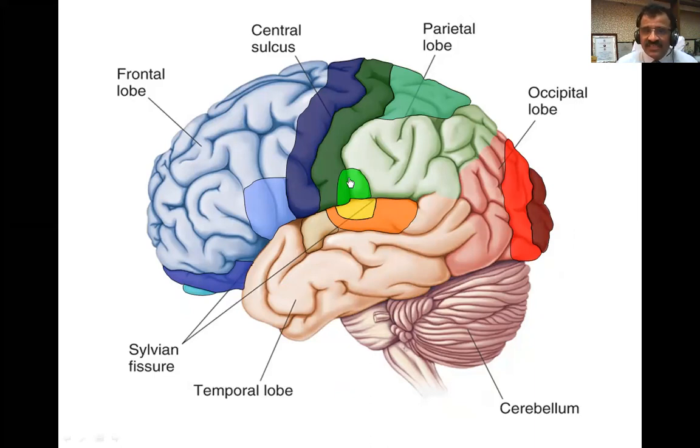For example, this light green one is a gustatory area. This blue is a primary auditory area. This brown is a primary visual area. Likewise, this is the pre-central gyrus, which is the motor area. This is the post-central gyrus, the sensory area. Primary sensory area, primary motor area. This one is Broca's area. Likewise, okay, you have to remember all that.